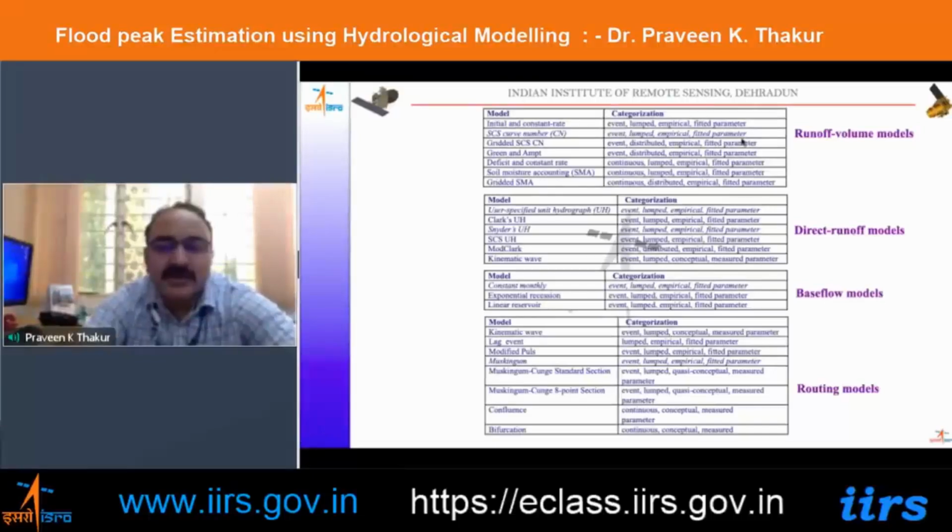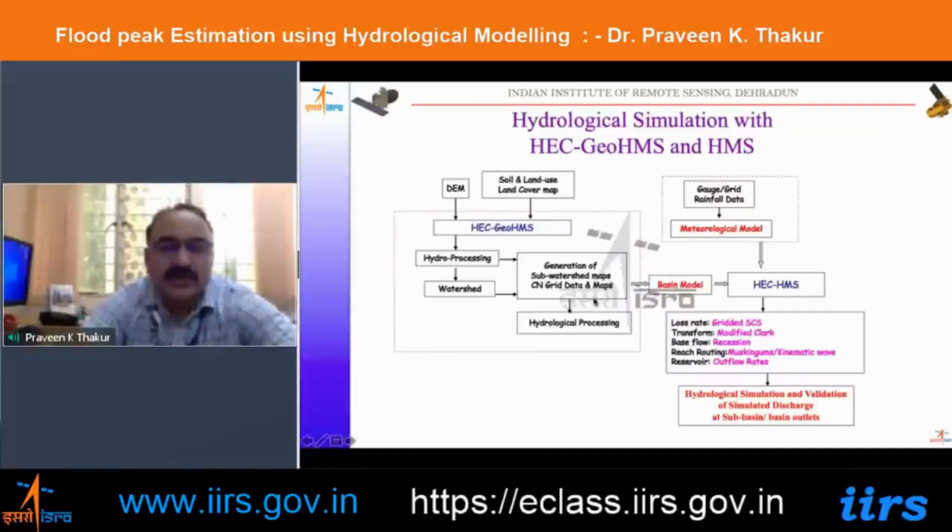Depending on your purpose, whether you want to use the satellite-based gridded data, or run a longer simulation or a short duration simulation, you choose a particular method of runoff generation, base flow, direct runoff, or the routing model. So this is the overall flow chart. The GIS preprocessor exports into the HMS, and parallelly you also generate the MET model, and you choose a particular method for loss and transformation, and then you do the hydrological simulation.